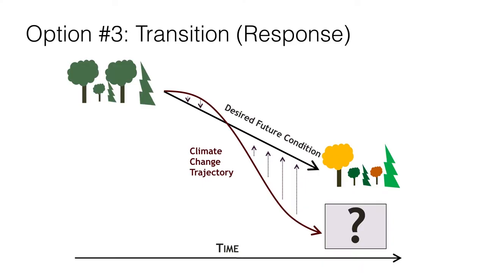Awesome. And then our third option is really this transition adaptation option or response. So we're intentionally accommodating change and enabling ecosystems to adaptively respond to those changing or new conditions. And so with this, what do you think are some different options that we could use silviculturally that would be considered a transition adaptation option?